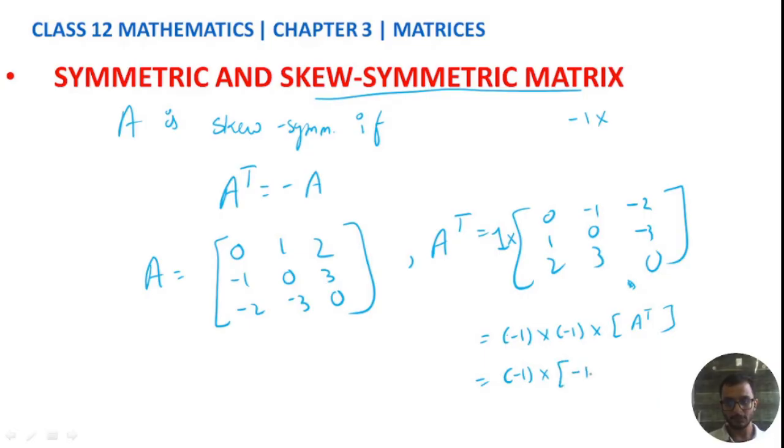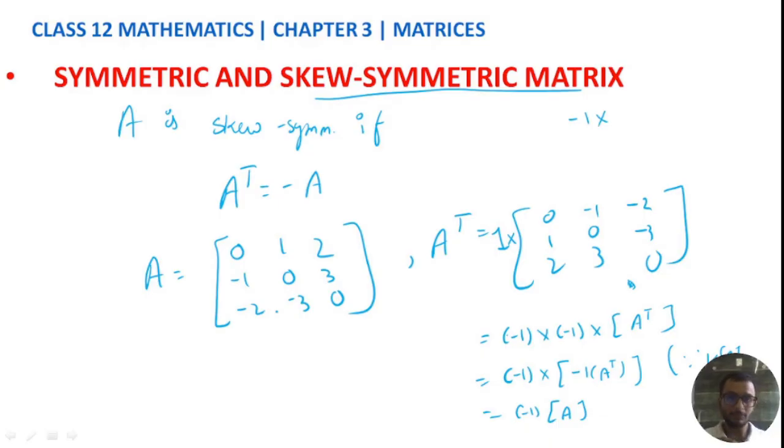This will be minus 1 into A transpose. Why? Since Ka is the same as K into A matrix. Now you should see that this minus 1 into A transpose, if you multiply each element of A transpose by minus 1, you will get A back. So this will be matrix A. So what you got? Minus A transpose is the same as minus of A, right? So this A is skew symmetric.